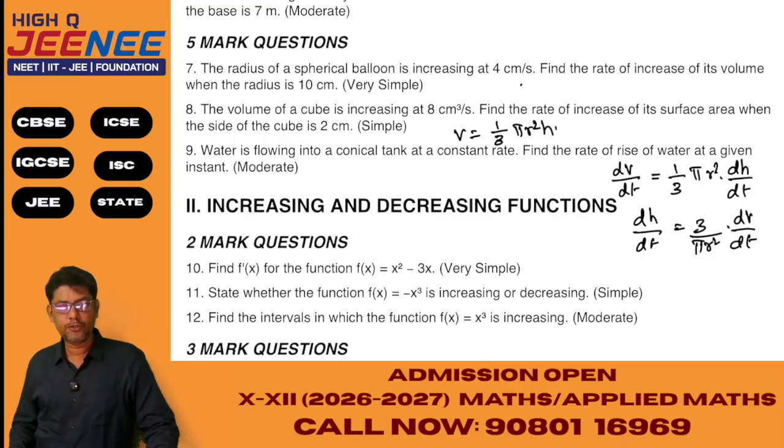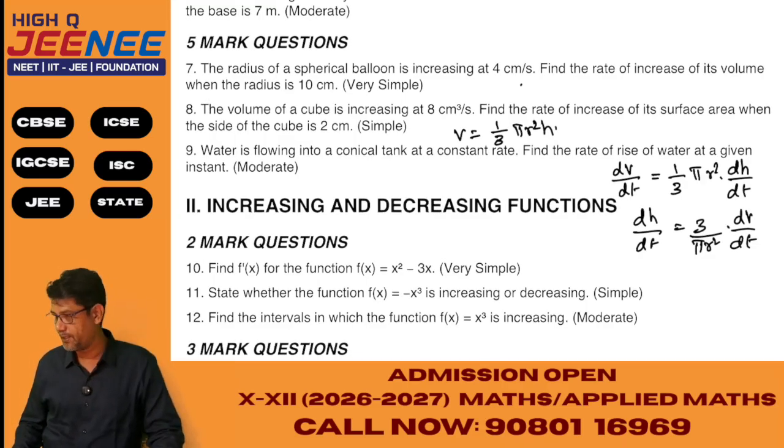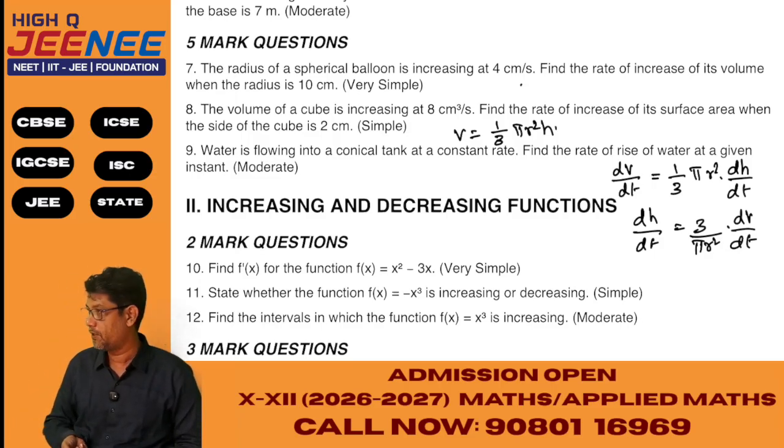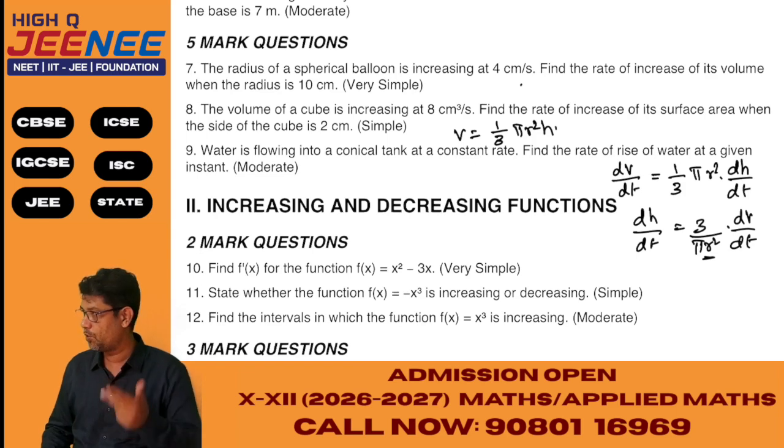So let us complete sum number 9 first. Water is flowing into a conical tank at a constant rate. Find the rate of rise of water at a given instant. Sir, why is it not yet completed? Because they asked you to find out dh by dt, but R is still there. So we need to find the value of R.